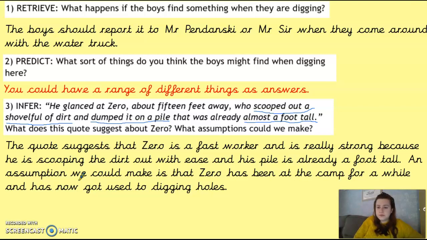He's not new. He's used to digging holes. We could assume that he's really strong because he's not struggling with it. We can assume that he's got used to the idea of digging holes. So there could be quite a few different answers for that. But as long as you've used the evidence, so it doesn't suggest that he's struggling. It doesn't suggest that he's weak. It suggests that he's good at it.